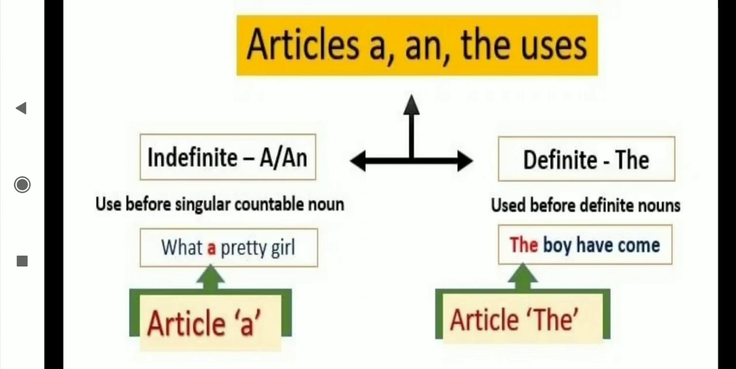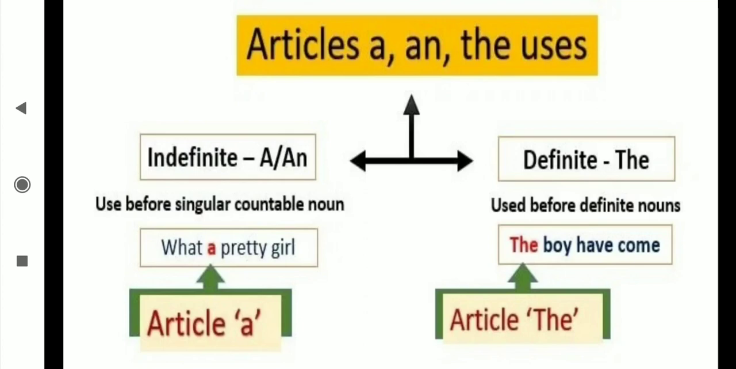Then indefinite articles, see now what is mentioned. A and an, these two articles come for the indefinite. A and an are used before a singular countable noun, which is one. In front of one, we use a, otherwise an. Then where to use a, where to use an, I am going to explain it. Article a: what a pretty girl. Now how many girls are there? Only one girl is there. That's why we have used a pretty girl.